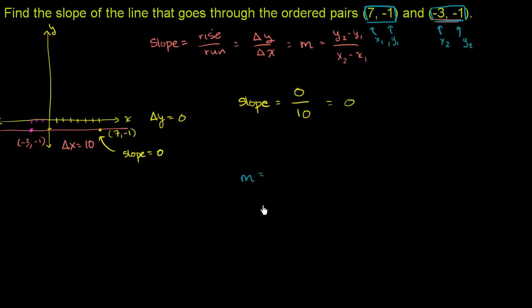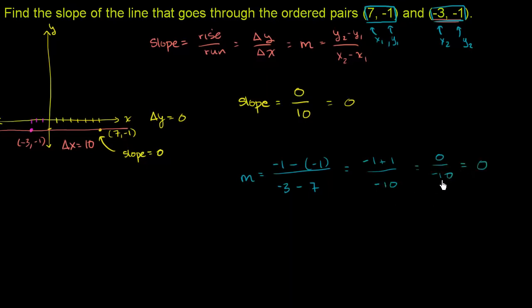And so the slope here, the change in y, is y2 minus y1, so it's -1 minus -1, all of that over x2, -3, minus x1, 7. So the numerator, -1 minus -1, is the same thing as -1 plus 1. And our denominator is -3 minus 7, which is -10. So once again, -1 plus 1 is 0 over -10. And this is still going to be 0.